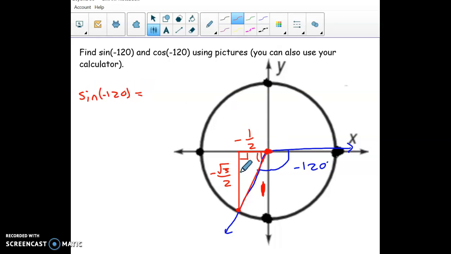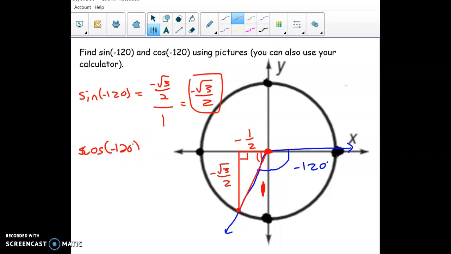So I'm going to do opposite for sine over hypotenuse. So opposite is negative square root of 3/2 over 1. And again, eventually you can kind of drop the over 1 part. And that's going to be our sine answer. And then we're going to do cosine of negative 120. I'm going to do adjacent this time. So adjacent over hypotenuse. So that's negative 1/2 over 1, which is just negative 1/2.